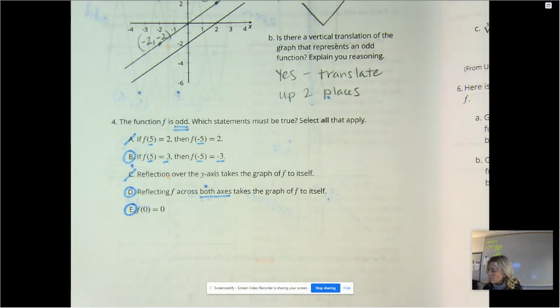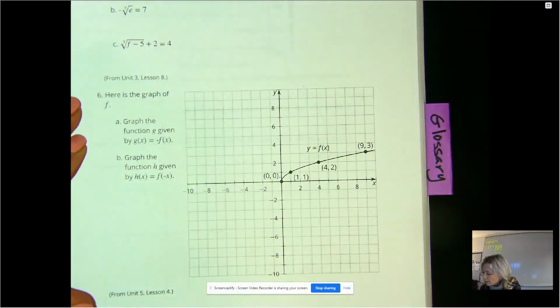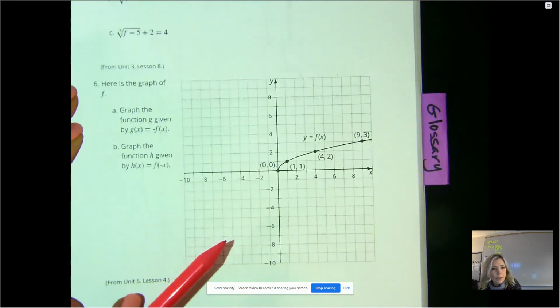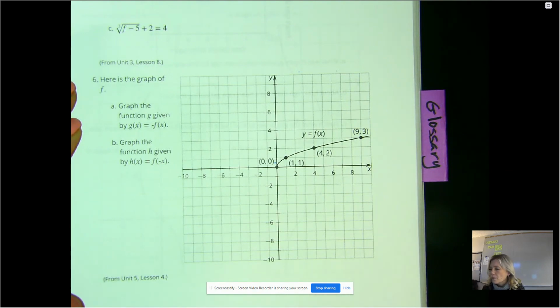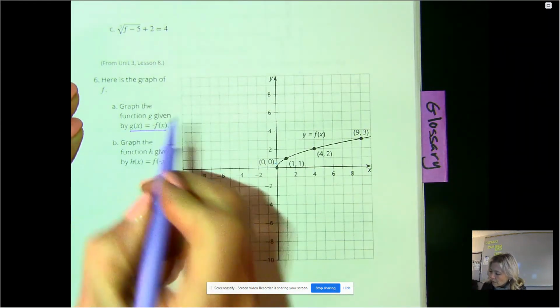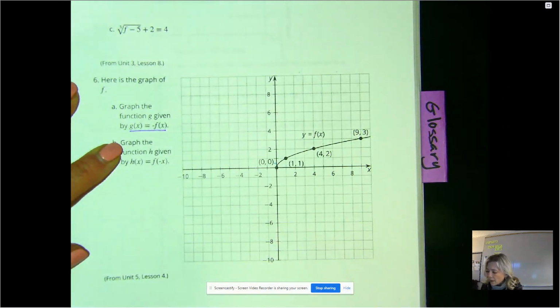You had one more problem to do, just number 6 on the next page. So for A, we have this graph of function f, and for A, you have to graph g so that g of x is equal to the negative f of x. So that means the outputs are going to be opposite for graph g. So let me get a couple colors. So for A, we're saying g of x is equal to the negative of f of x. I'm going to reflect that over the x-axis.